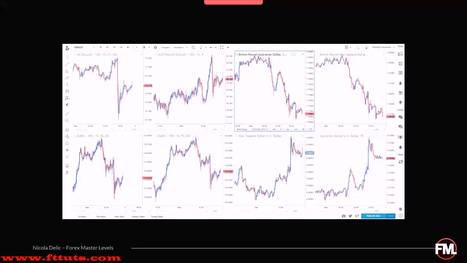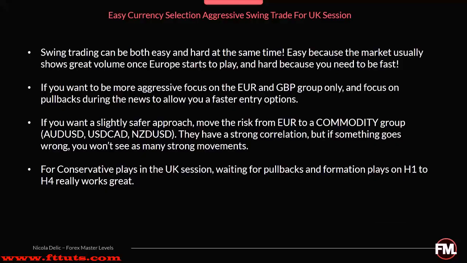So these 8 pairs are something I would watch every day and only stick to them. Of course, if we have something else that's moving, I would add it there, but my main focus would be on these 8 pairs, but definitely you should check other yen pairs and crosses also.